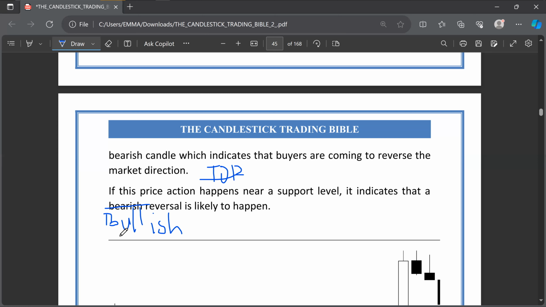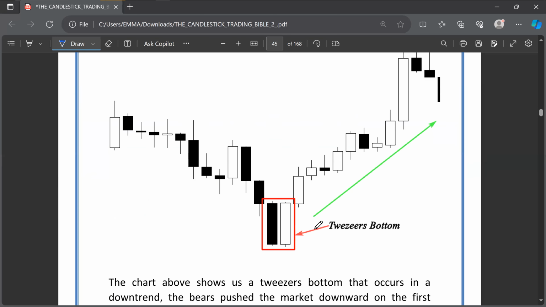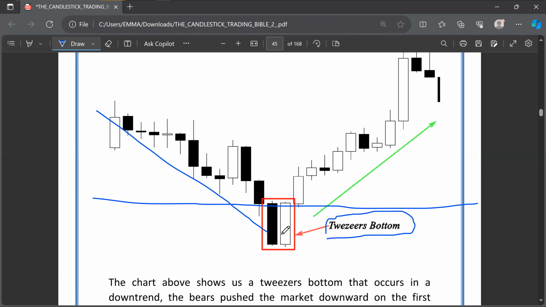If a Tweezers bottom is found at the end of a downtrend, there's a likelihood that the trend is going to be a bullish reversal, meaning the market is going to move upwards. So like I said, the book just made a mistake. And when they are found at the bottom, with the help of your support line as a confluence, what happens? The market goes down, but this is formed, Tweezers bottom, so when it happens, boom, the market moves up.